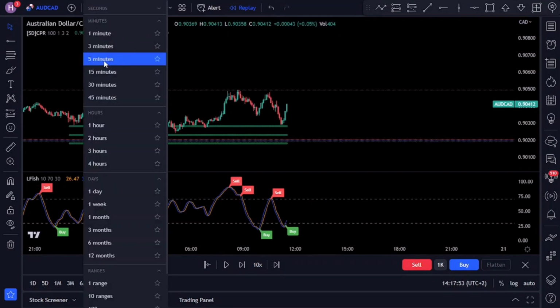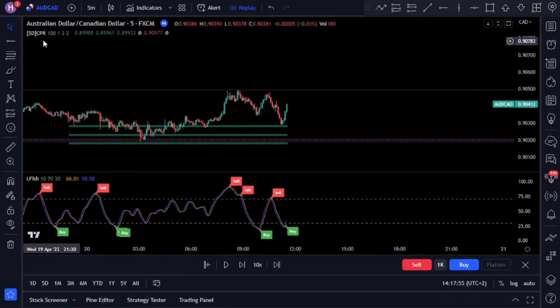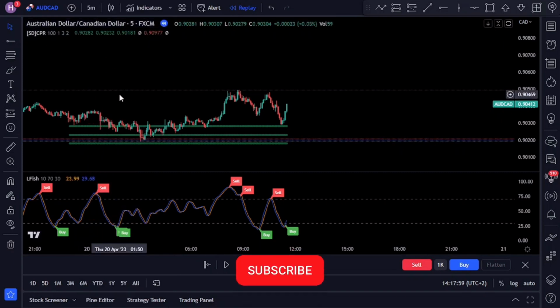This time is going to be on a different time frame so that you can see the power of this incredible reversal trading strategy.